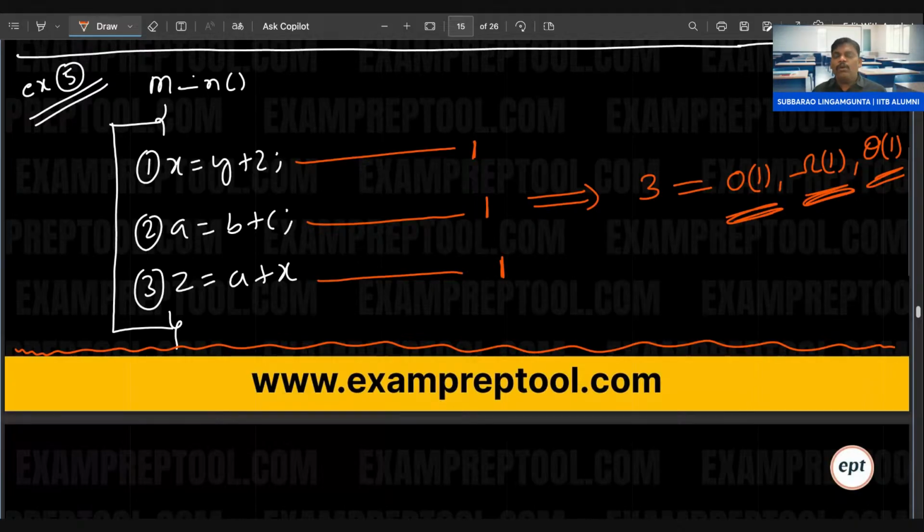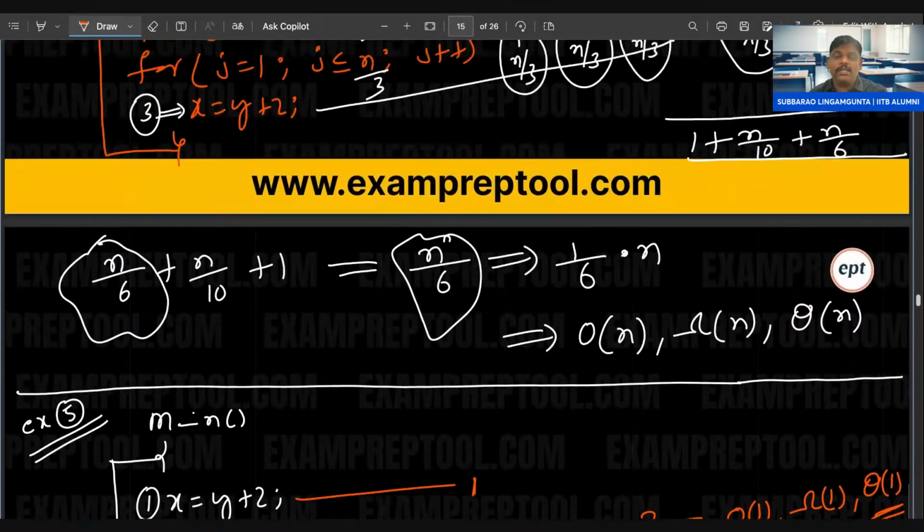When someone asks what is the time complexity of this program, just verify how many statements. Okay, 3 statements, that is okay. But is there any loop? No loop. If no loop, constant is the answer. Understand? If no loop is there, constant is the answer.